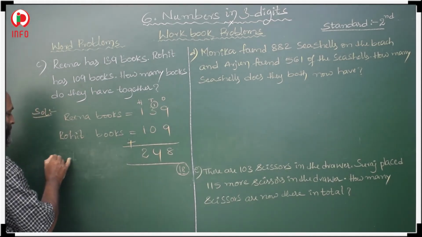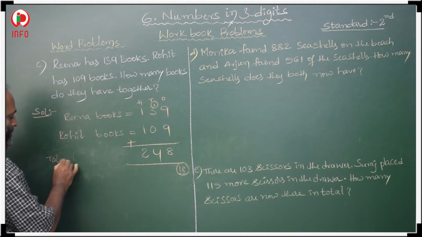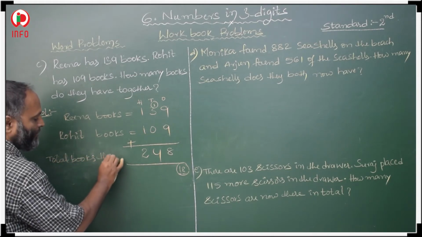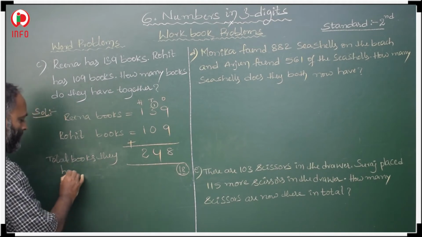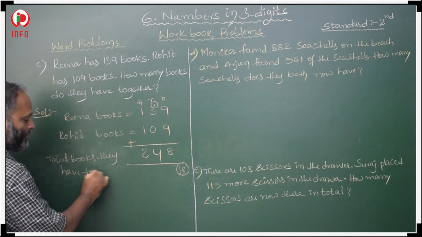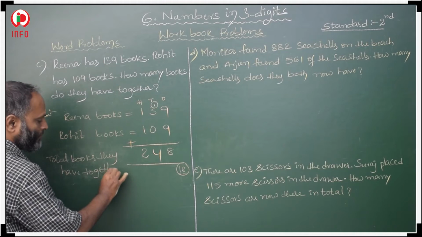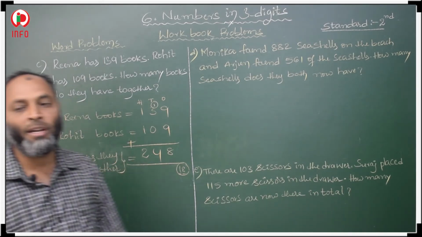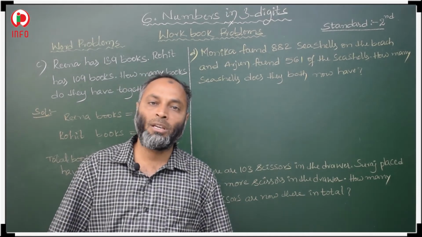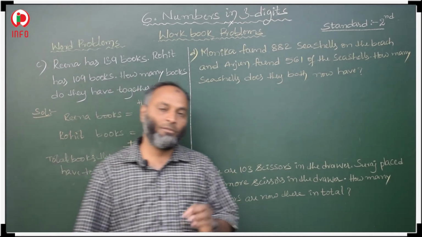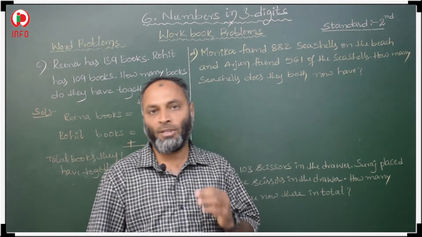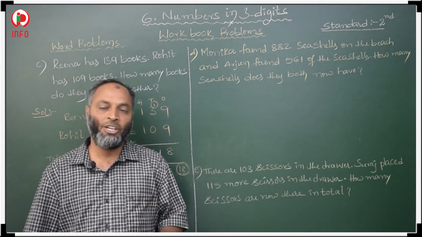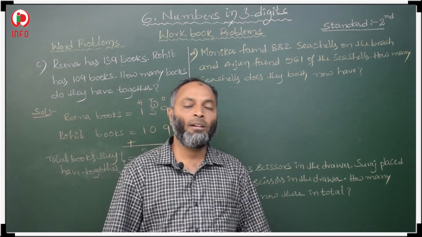248. Total books they have together. How many books they have together? 248 books they have together. Okay, so in this way we have to find the answer. First we have to write the steps, then after that the addition, then after that the conclusion step.